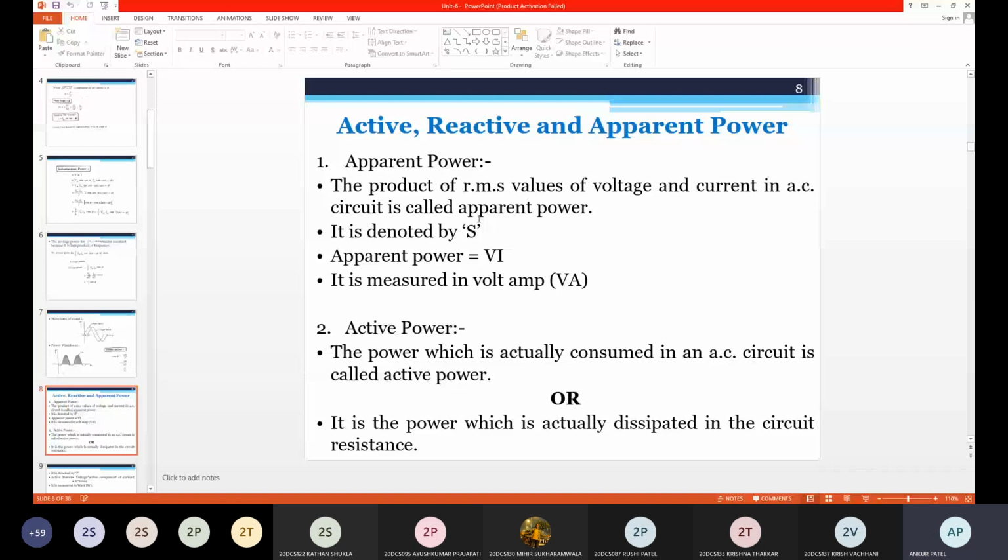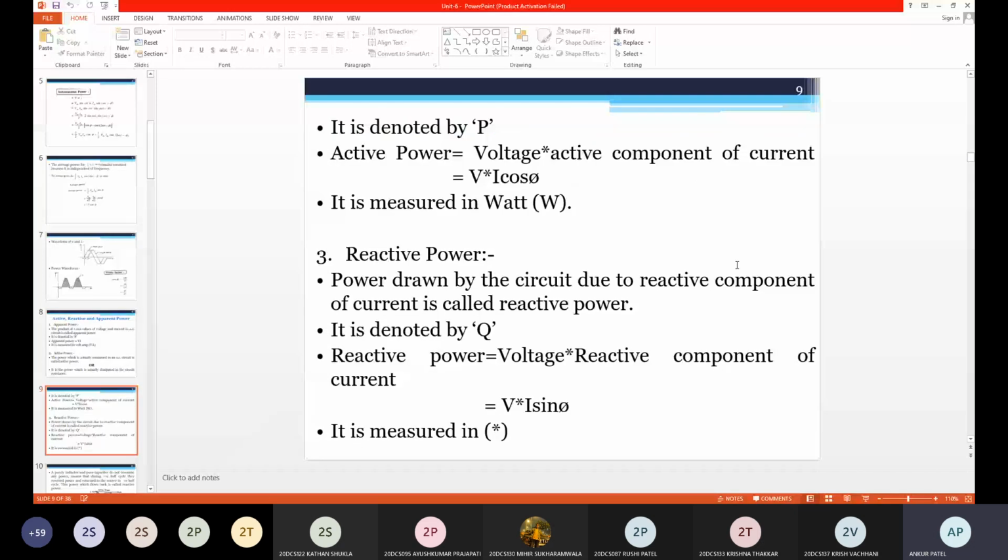Reactive power is the power drawn by the circuit due to the reactive component of current. The reactive component of current is I sin phi, and the active component of current is I cos phi. So due to that, it is called the reactive power. This is denoted by Q. So Q is equal to VI sin phi. The unit of reactive power is volt ampere reactive, VAR, or kVAR.